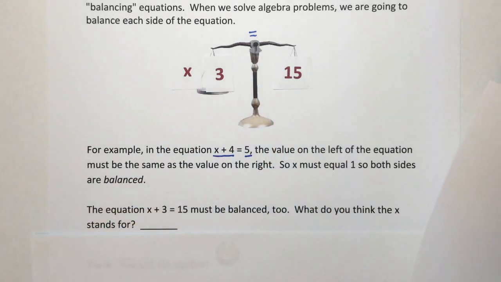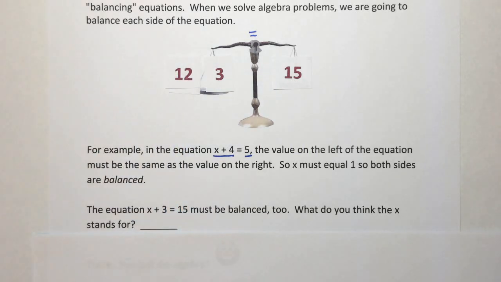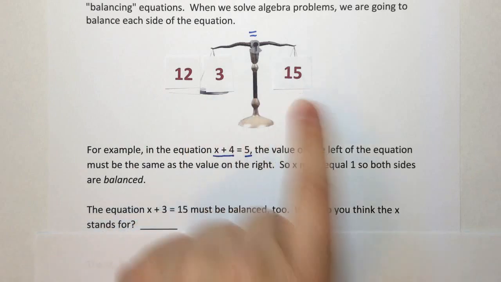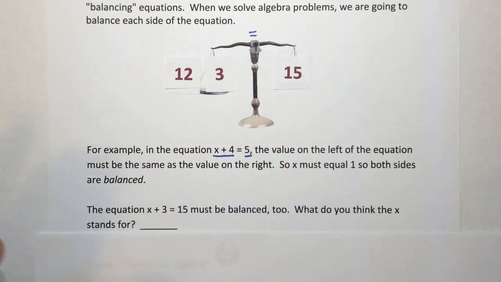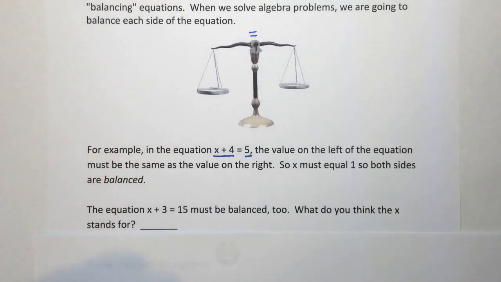So you can actually do this part in your head. What do you think the x will be? Must be 12. Because 12 plus the 3 will be 15 on this side. And I have 15 on the right. So my scale will be balanced. So the x would be 12.